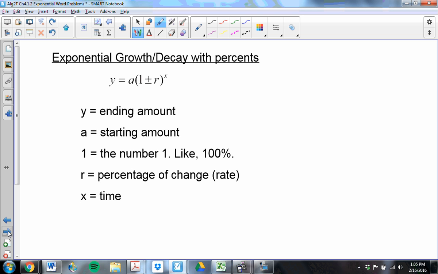Percents come up a lot with exponential growth or decay because you can gain or lose some percentage of something. And when you gain or lose some percentage of something, you follow this formula. But please understand, this 1 plus or minus r is just the same as the b we had before. It's the exact same formula, only you have to do a little bit of work to calculate whatever that b value is. Y is still the ending amount, a is still the starting amount, r is just the number 1, like it's literally 100%. And p is your percentage of change.